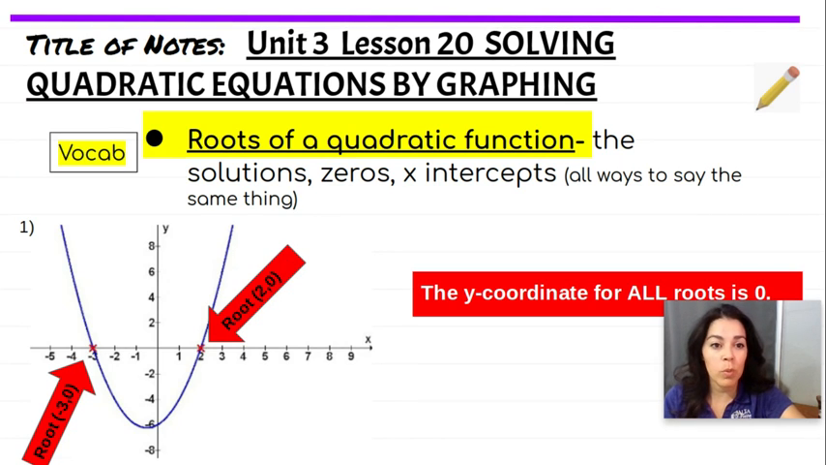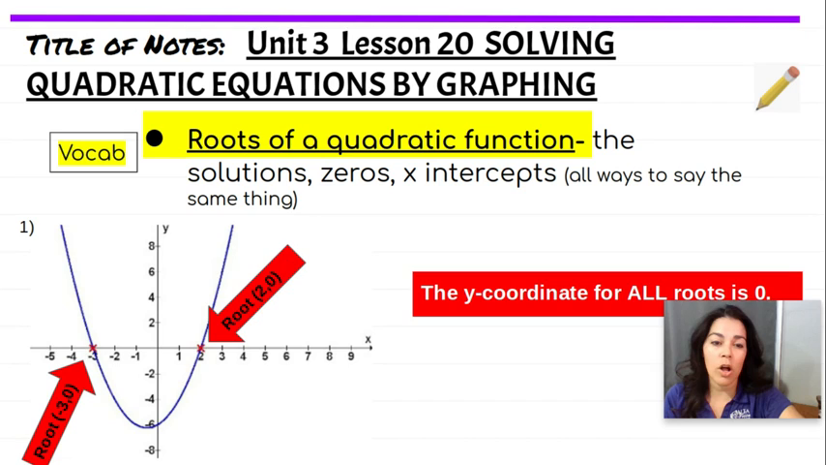So this is number one. Go ahead and copy it on your paper. Draw the graph, and when you're drawing the graph, just make sure that it crosses the x-axis at -3 and then that it crosses at +2. Those two are your solutions to the quadratic. They're also called roots. So you have a root at (-3, 0), and you have a root at (2, 0). There's two answers for this quadratic.